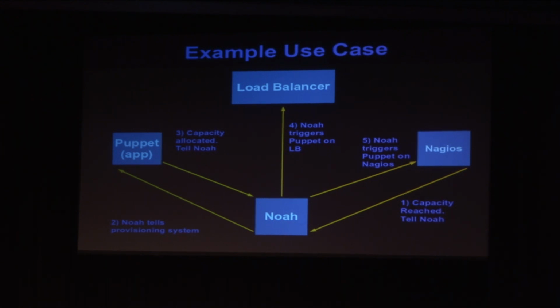When that box or capacity is allocated, you tell Noah, maybe it's an app server, so it needs to go out and do a Puppet run on your load balancer. So trigger that, trigger Nagios to do a Puppet run to get the updated Nagios configs. That's the kind of thing that I see as orchestration, the kind of thing I'm trying to address with Noah, and it's coming from an operations perspective, since that's my background.